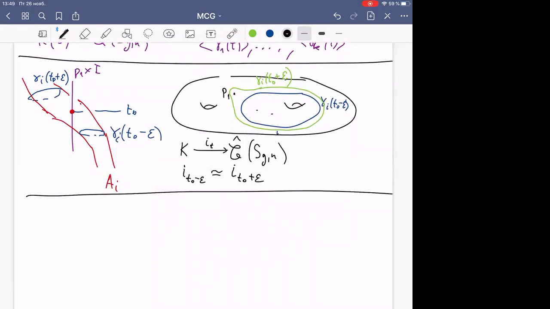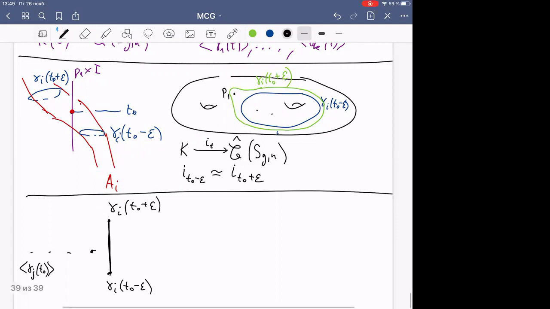The matter is as follows. We have these vertices corresponding to all gamma_j of t0. They do not change. And we have this particular vertex corresponding to gamma_i of t0 minus epsilon, and we have this vertex after time t0. We see that these two curves are disjoint. So these two vertices of the complex are connected by an edge.